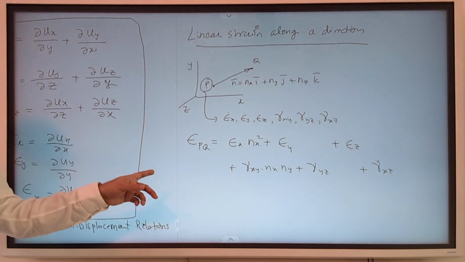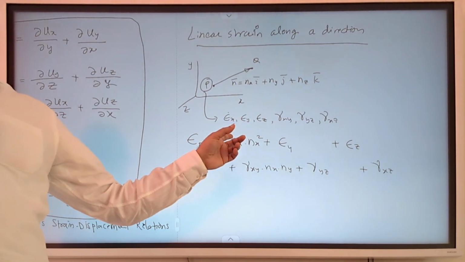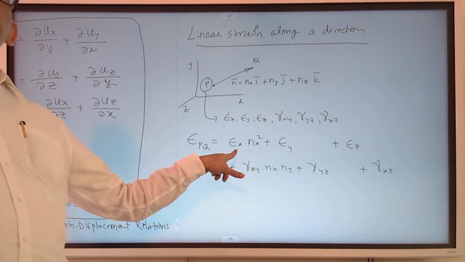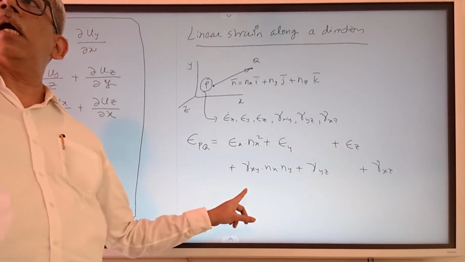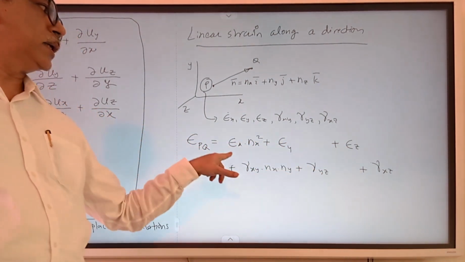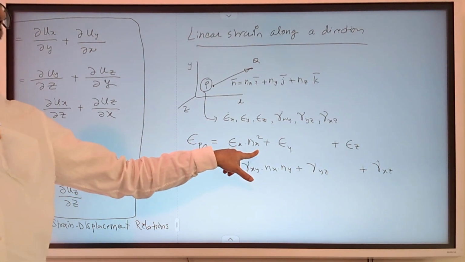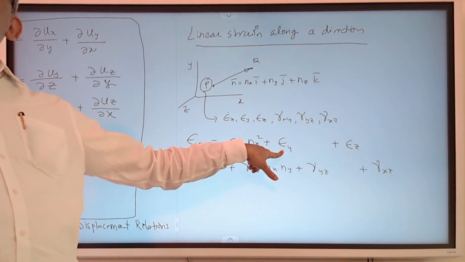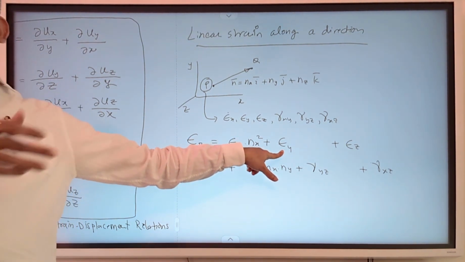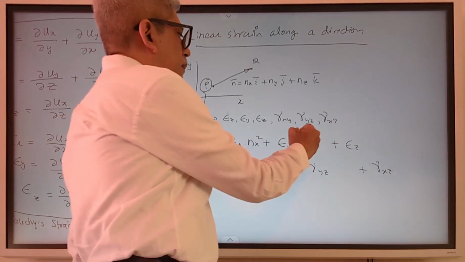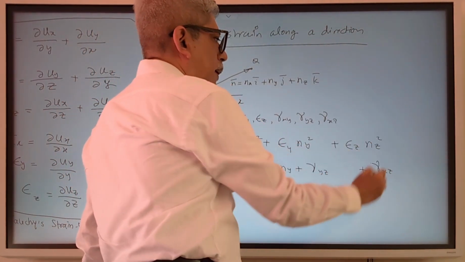Okay, this particular expression has 6 components, but it is easier to remember. The first 3 terms correspond to the linear strains, the last 3 correspond to the shear strains. The first term is epsilon x into nx square. So what will be the second term? We just have to look at the pattern: epsilon y into ny square, and epsilon z into nz square.